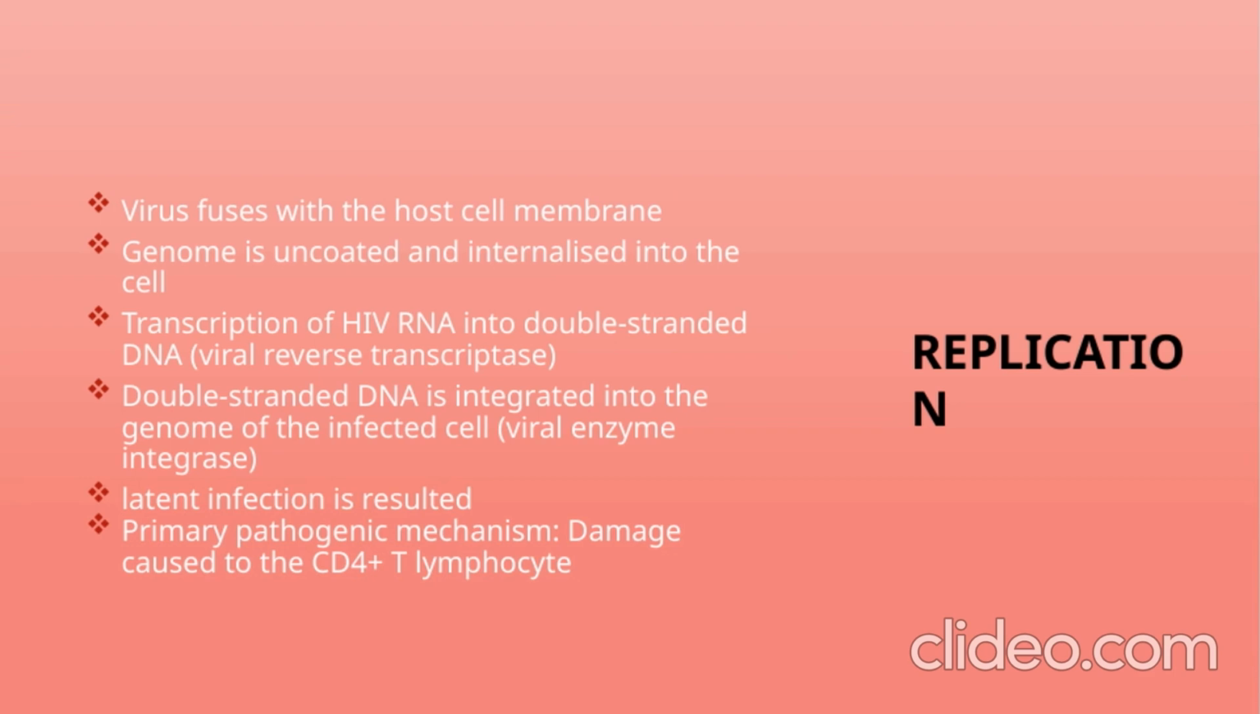Now, the primary pathogenic mechanism of HIV involves damaging the CD4 plus T lymphocytes, which are vital for our immune response. This damage gradually weakens the immune system, leading to increased vulnerability to other infections and illnesses. Connecting this to the overall theme, understanding this replication process highlights how HIV cleverly hijacks our cells to persist and cause ongoing immune damage, making treatment and prevention both challenging and essential.